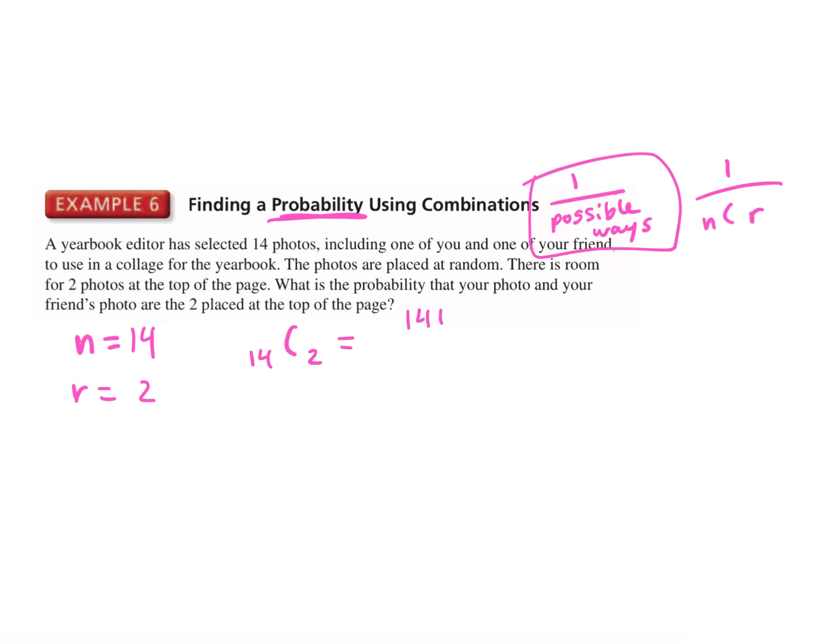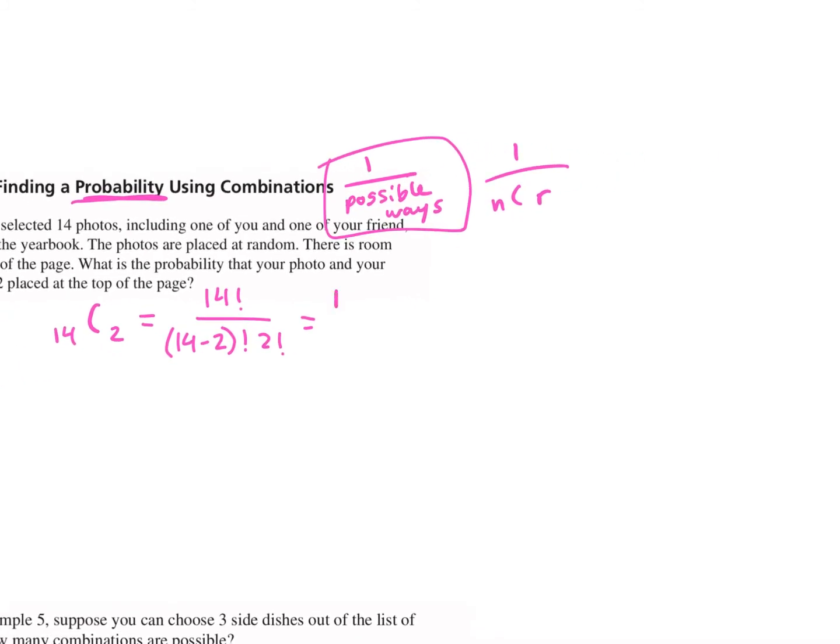So 14 factorial over 14 minus 2 factorial times 2 factorial. So on the top, we have 14 times 13 times 12. I'm going to stop there, and I'll show you why. So this is 12 factorial, because I could keep going. 11 times 10 times 9 times whatever. Just keep going. But I'm going to stop. Because on the bottom, what's 14 minus 2? 12. So I'm going to have 12 factorial on the bottom.